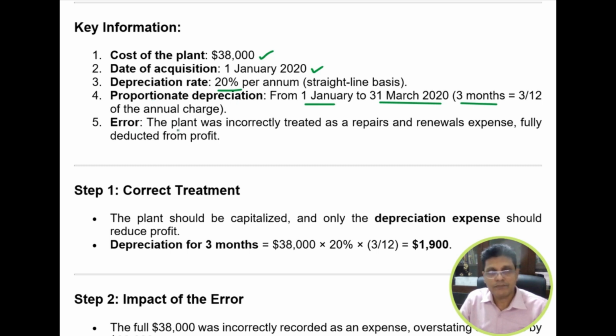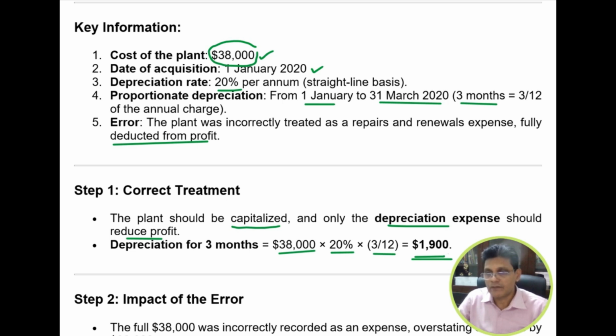What is the error the company has made? The plant was incorrectly treated as repairs and renewal expense, fully deducted from profit. This asset value of 38,000 has been charged as an expense, so therefore the profit has been understated. What is the correct treatment? The plant should be capitalized and only the depreciation expense should be charged, which will reduce the profit. Depreciation for 3 months will be 38,000 times 20% for 3 months, which is going to be 1,900.